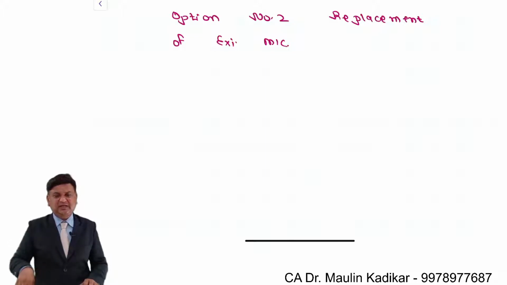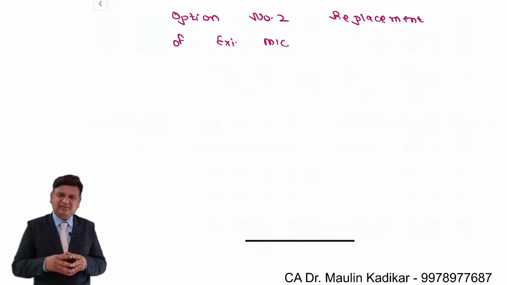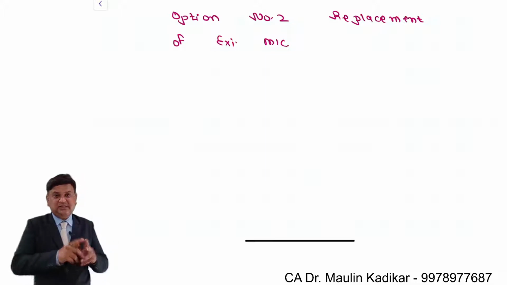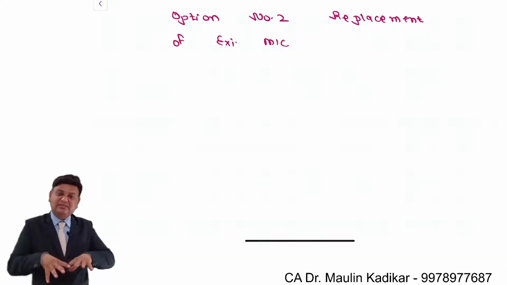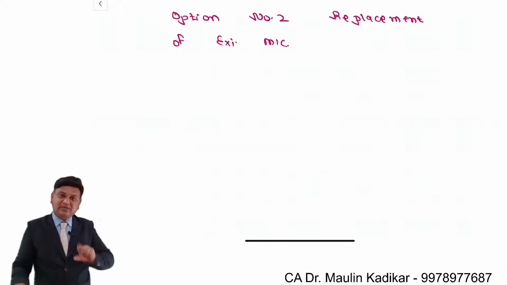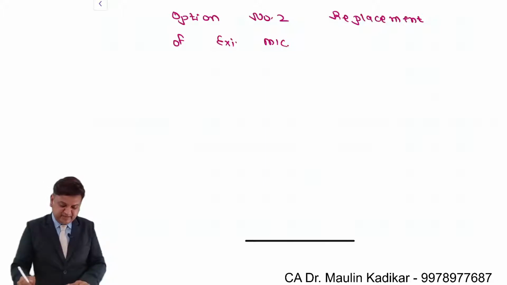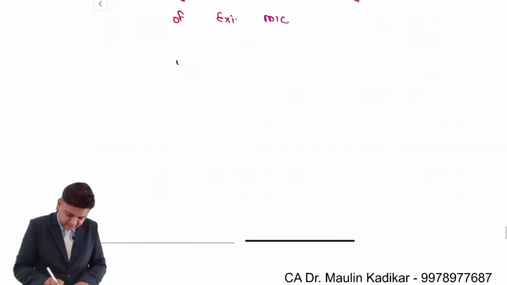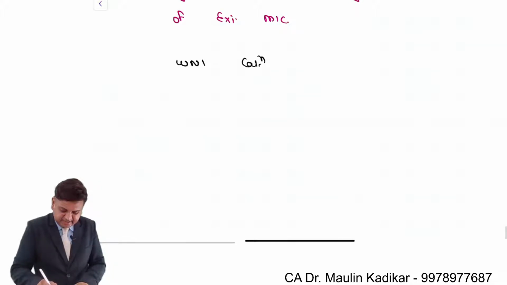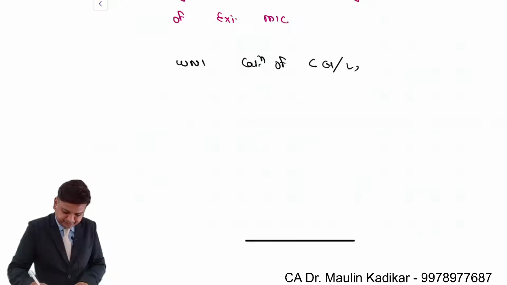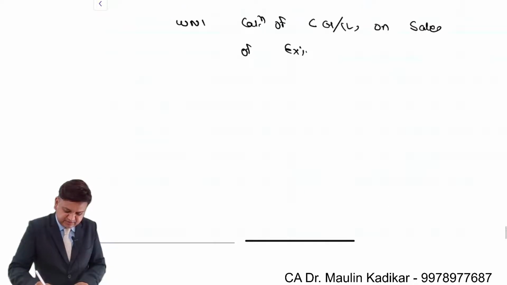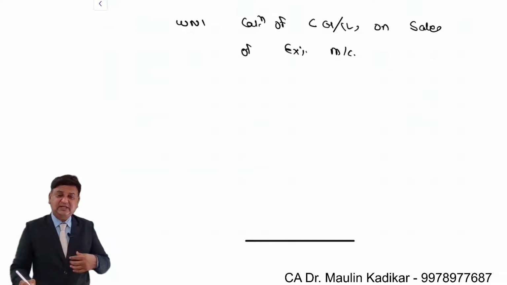We also understand logically that the value of my existing machinery is only 150. Yet the supplier of the machinery is interested in doing business, so he is giving a temptation to me by offering a price of 2,50,000. So we understand that over here we will be having working like this. Working note number 1, calculation of capital gain or loss on sale of existing machinery. For our understanding, it is machinery X.